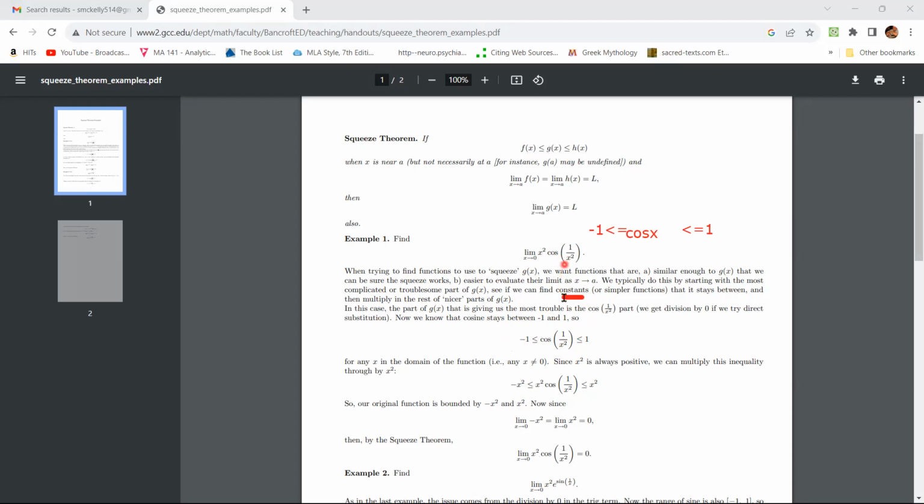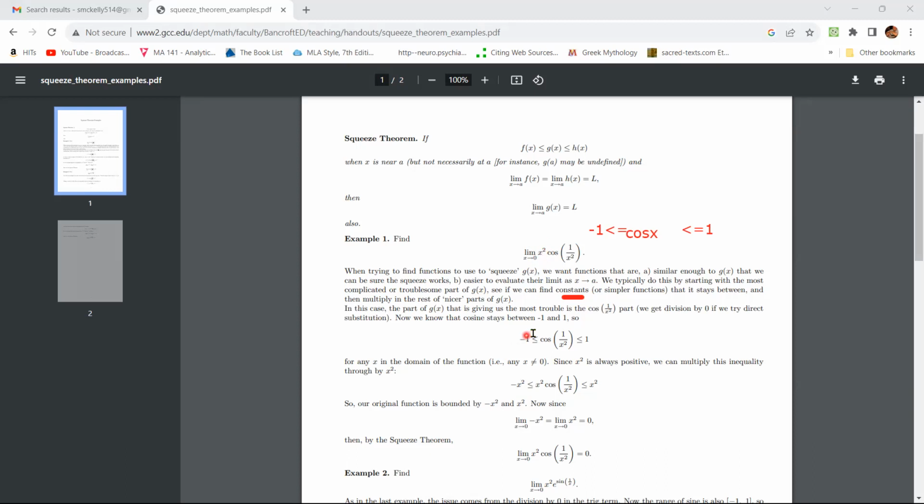You've got the 1 over x squared. You've got the x squared in front of cosine, right? You don't have this x squared in front of it. Now, x squared is always positive, isn't it? Yes, because I'm squaring a number, right?